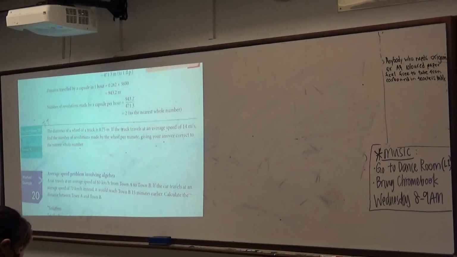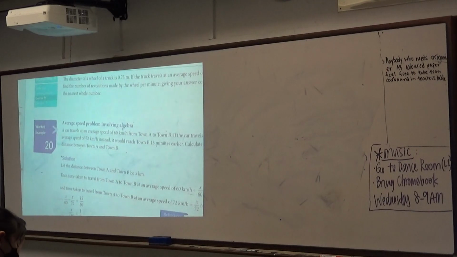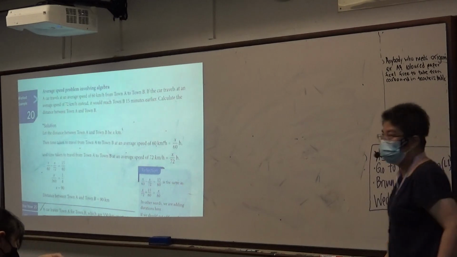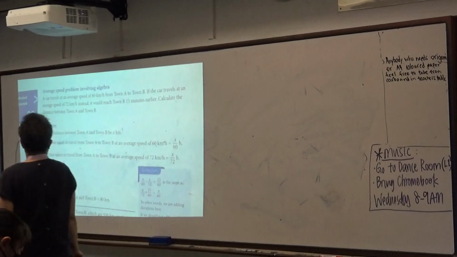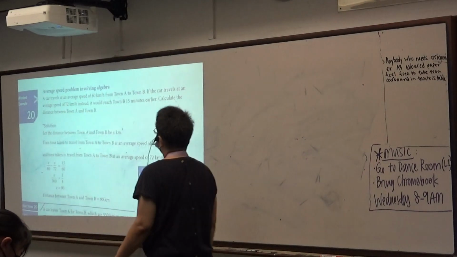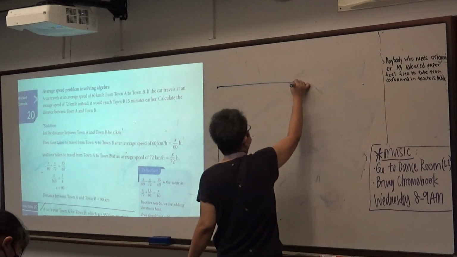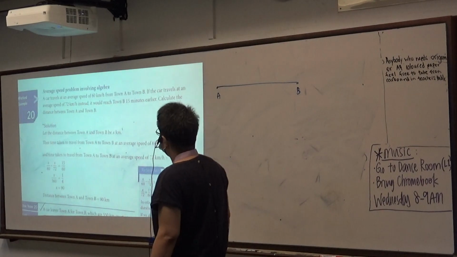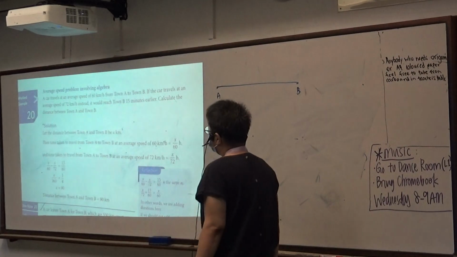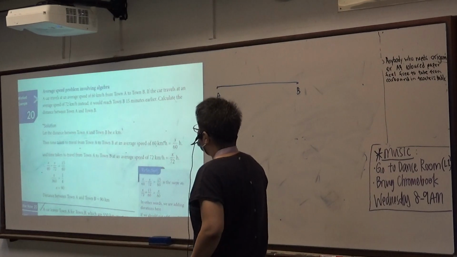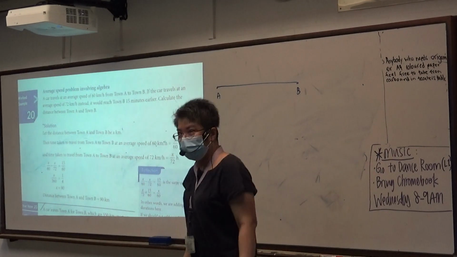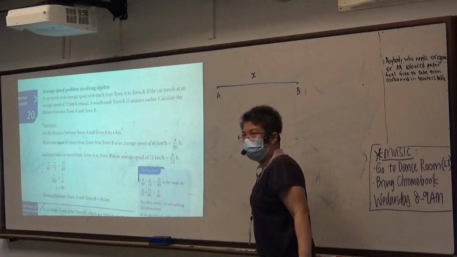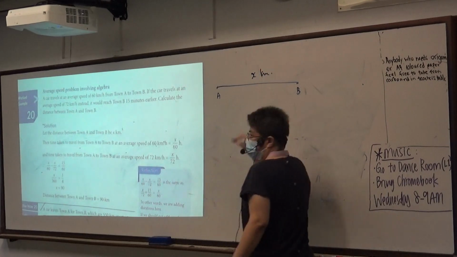Average speed that we have. Example 20. This one involves algebra. That's why it's difficult. A car travels at an average speed of 60 kilometers per hour from town A to town B. Let us draw some diagram. Town A, town B. If the car travels at an average speed of 72 kilometers per hour instead, it will reach the town 15 minutes earlier. Calculate the distance between town A and B. Now, I let this one be x. Will that be okay? Let this one be x kilometers.